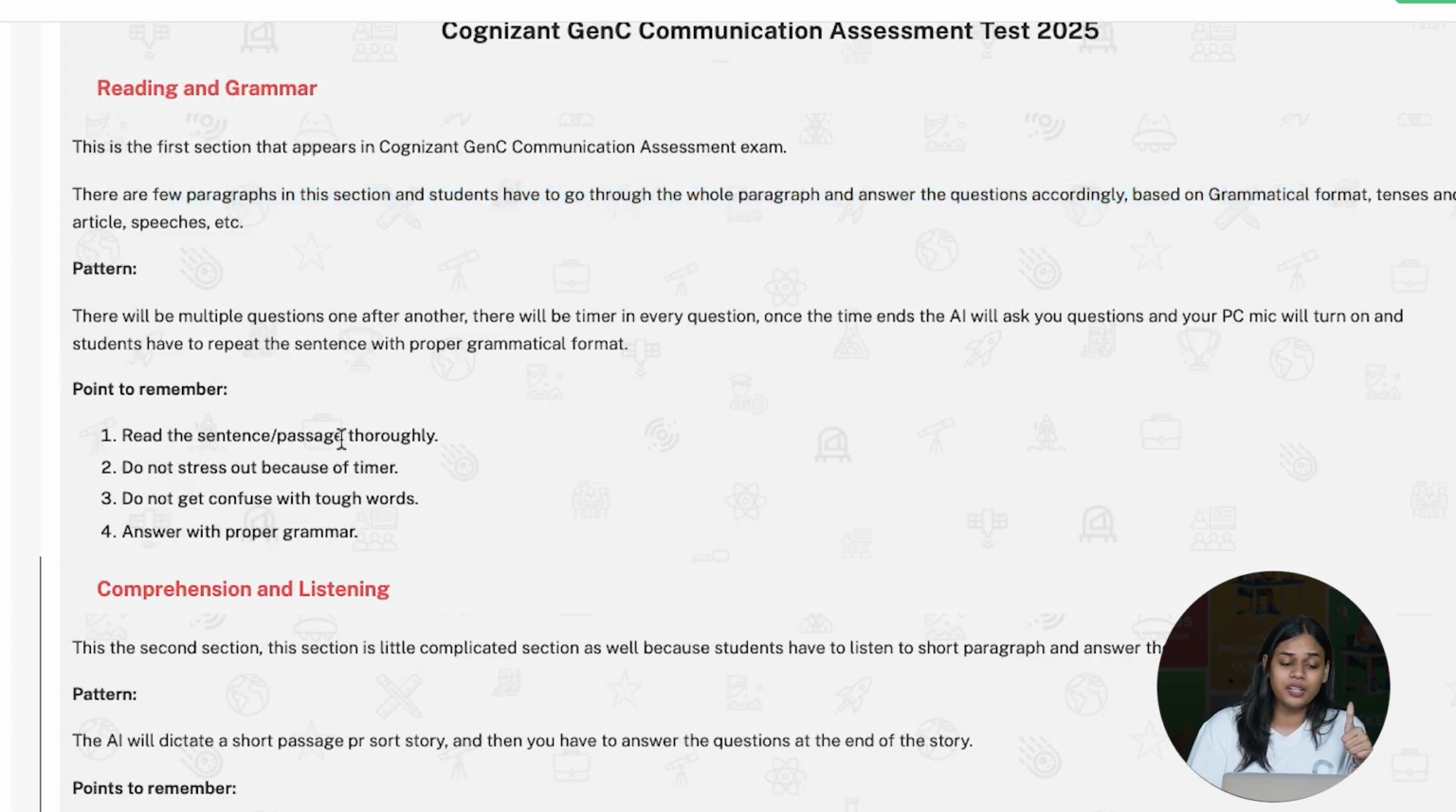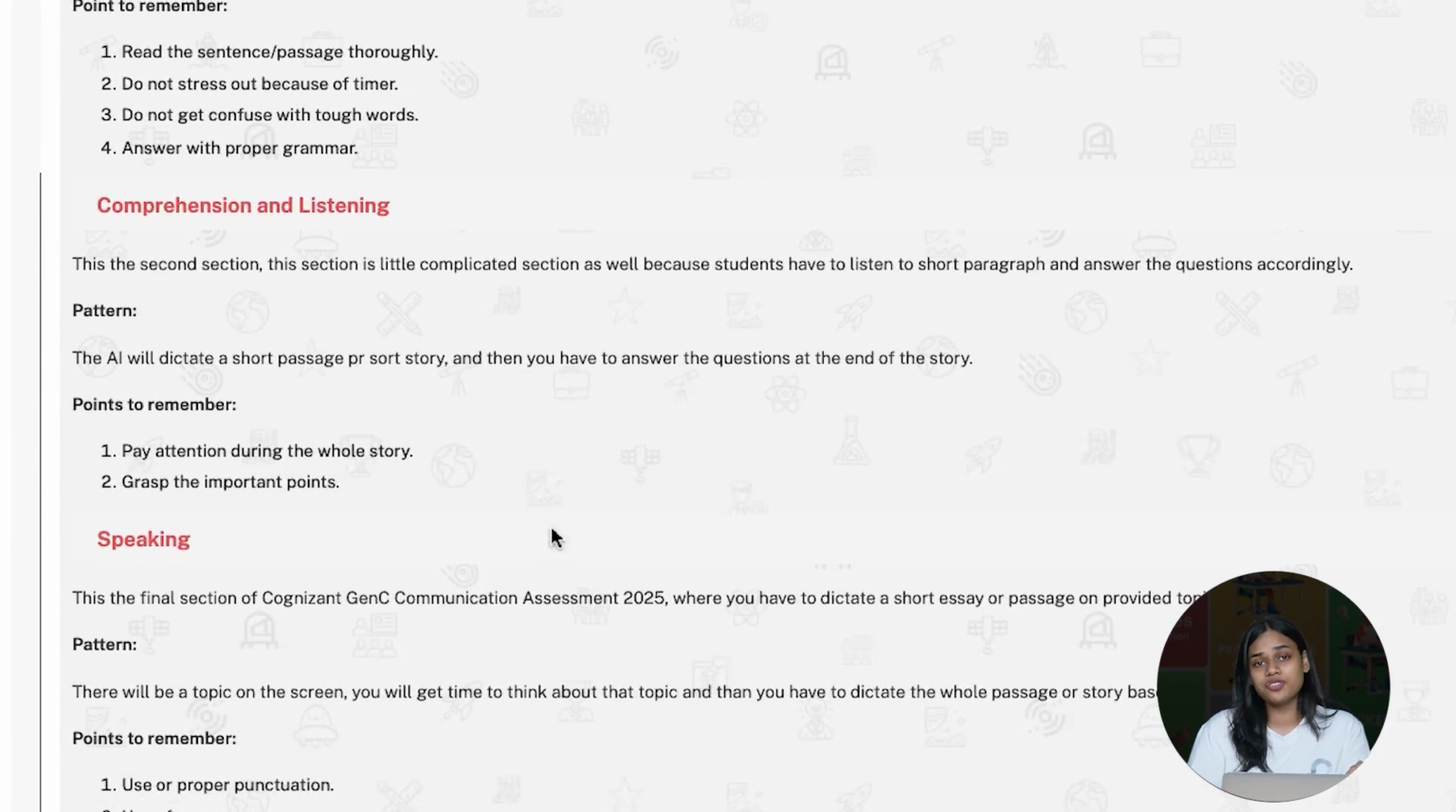Read the sentence thoroughly. Do not stress out because of the timer. Do not get confused with a tough word. Answer with proper grammatical conjunctions. All right, moving down, next is comprehension and listening. So you will be listening or reading comprehension and then answer it. All right, so the second section is little complicated because students have to listen to the paragraph and answer the questions. The AI will be dictating a short passage to you.